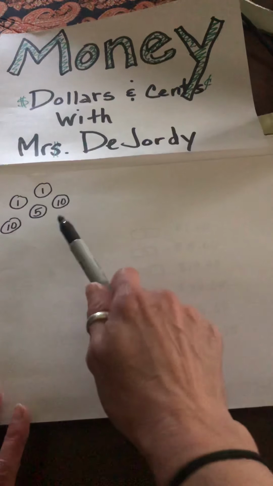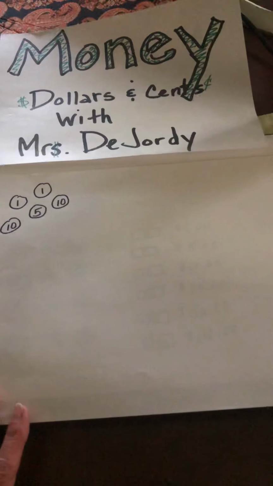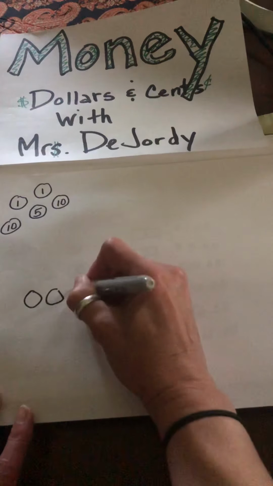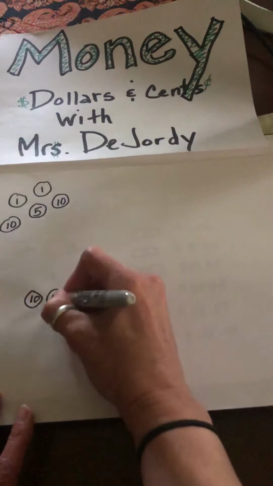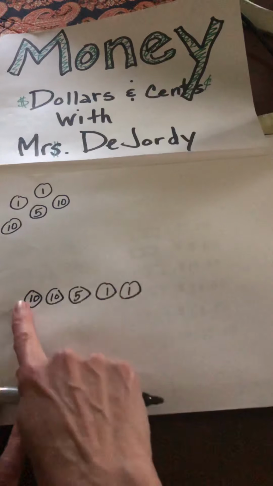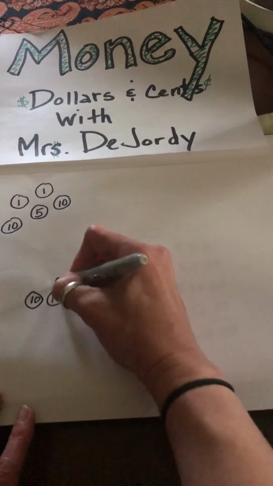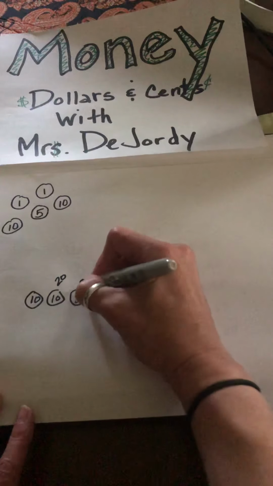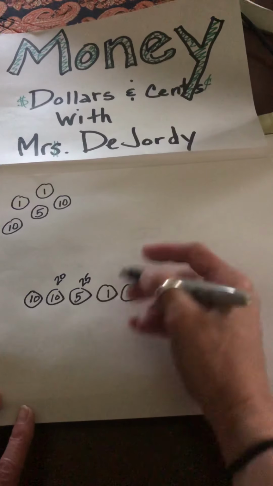If I was adding a 1 and then adding a 10 and then adding a 5, then adding a 1, then adding a 10, it can get a little complicated. So I'm going to put these into a friendly way so that I can see. I'm going to put my 10s, I'm going to put my nickel, and I'm going to put my pennies. And I'm setting them up like this, and I'm going to count them. 10 plus 10 is 20. 20 plus 5 is 25. 25 plus 1 is 26.